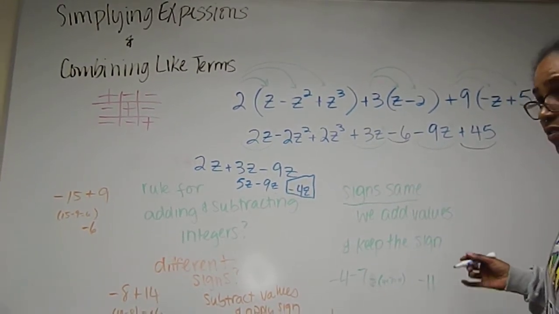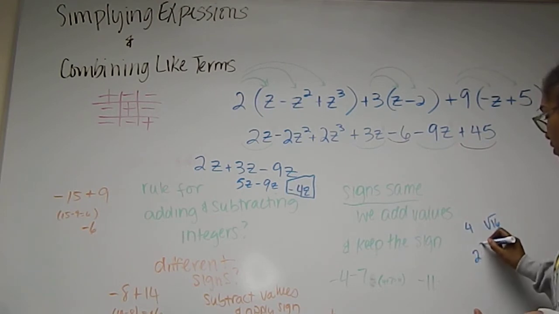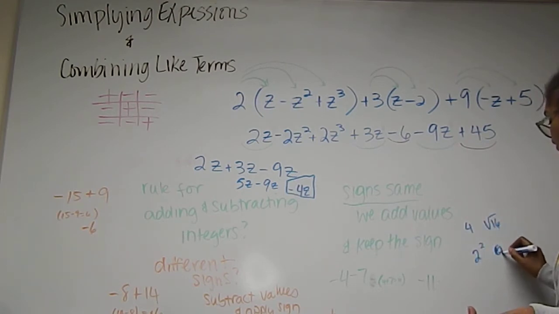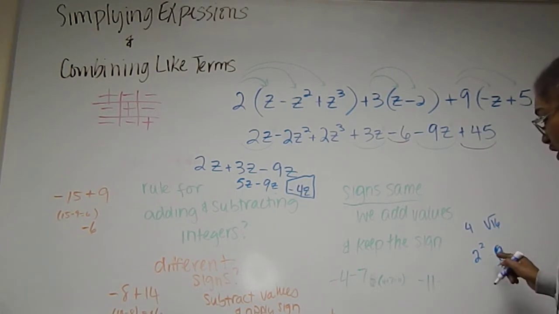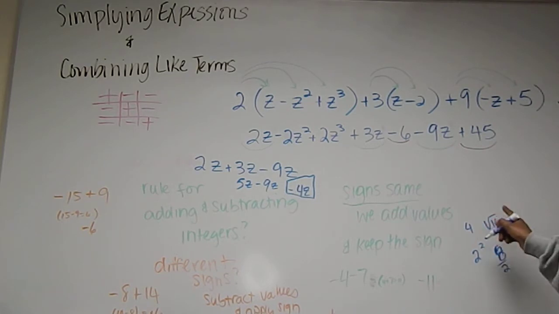When I say you can change the way it looks, like 4, you can write that as square root of 16. You can write that as 2 squared. You can write that as 8 divided by 2. All of those are value of 4. So you can change the way it looks, but the value is still 4.